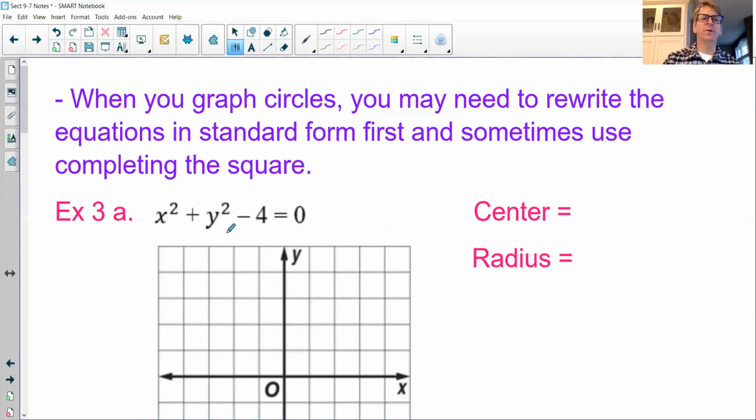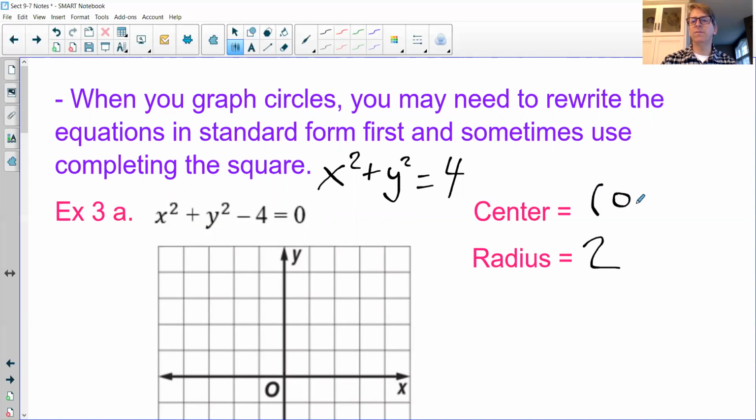This one's pretty simple. X squared plus y squared minus 4 equals 0. So if I push the 4 over to the other side, I have x squared plus y squared is equal to 4. Well, that tells me that the radius is 2, okay? Because 2 squared is 4. It also tells me that the center is at 0, 0.